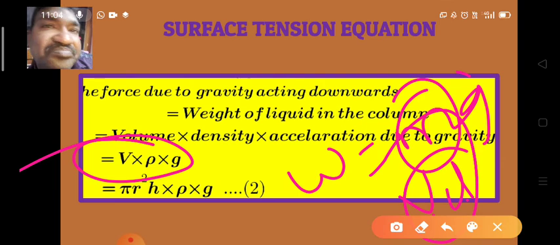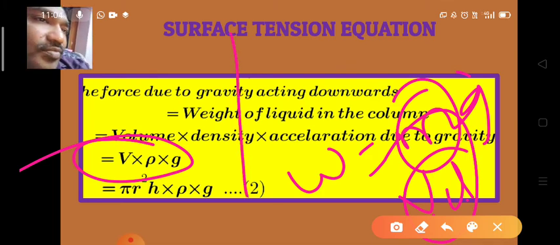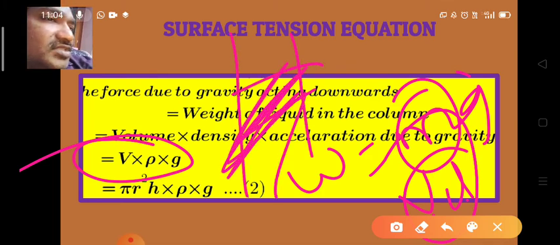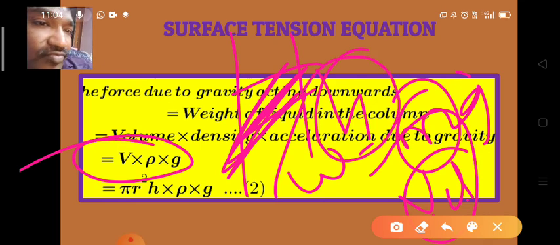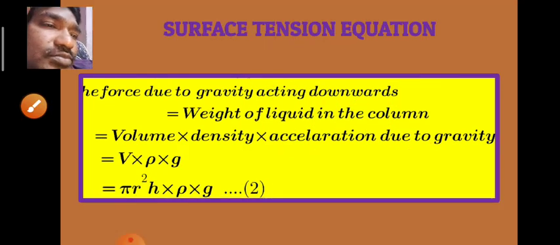But the volume of the liquid in the capillary tube can be calculated by the equation pi r square h. h is the height of the liquid in the capillary tube, and the area of the capillary tube can be calculated using pi r square. So the equation for the weight of the liquid in the capillary tube becomes pi r square h into rho into g. We consider it as equation 2.